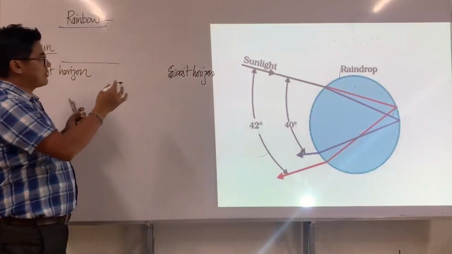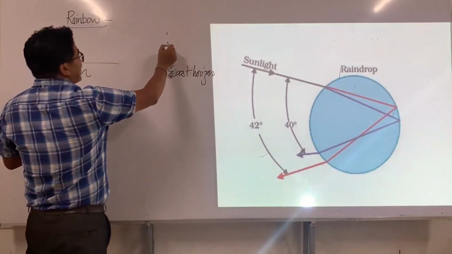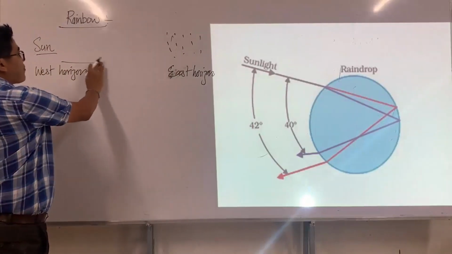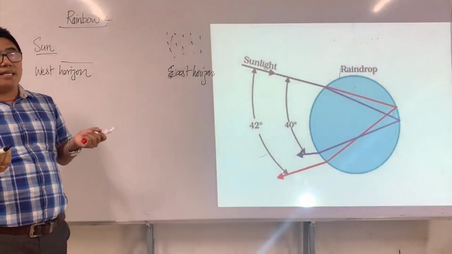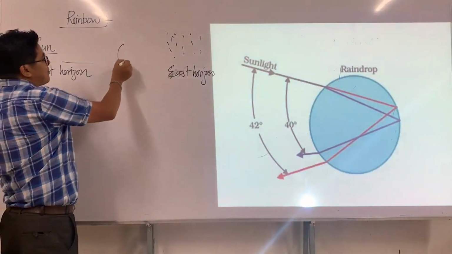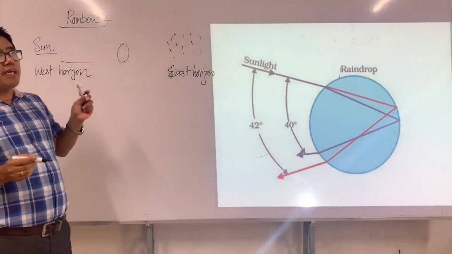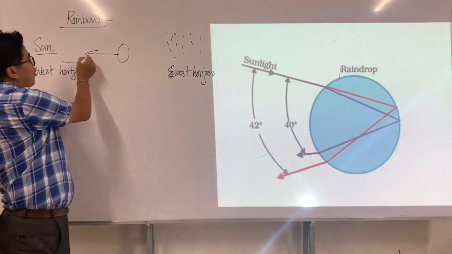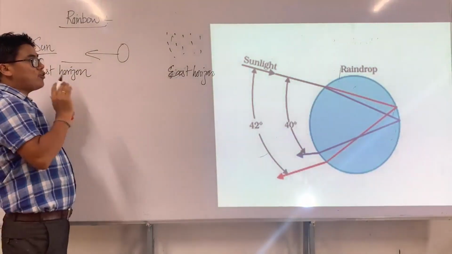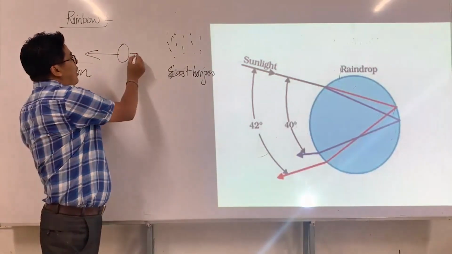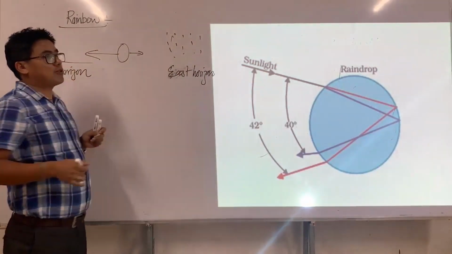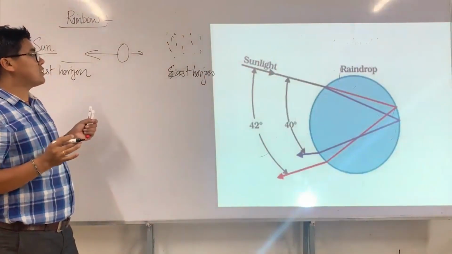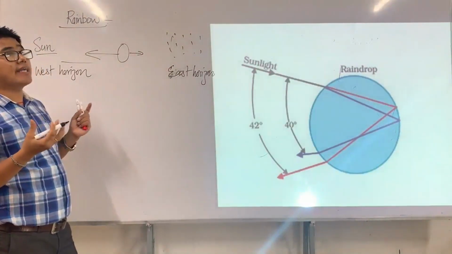This is the east horizon, so raindrops should be at the east horizon. Now the point is where the observer should be. The observer should be here, such that the back of the observer is towards the sun, and you should face towards the raindrops. This is the minimum condition that has to be satisfied in order to see a rainbow.